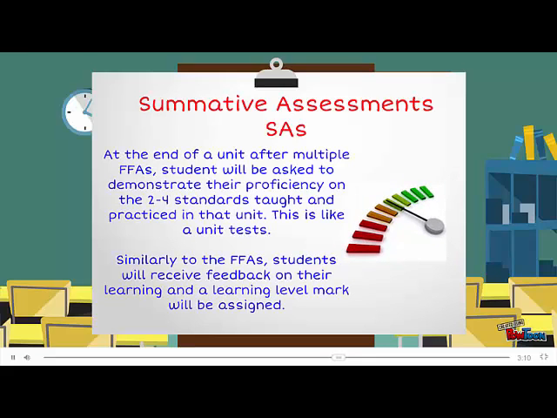At the end of a unit, after multiple formative assessments are given, students will be asked to demonstrate their proficiency on the 2 to 4 standards that were taught and practiced in the unit. It's like a unit test. Similarly to the formative assessment, students will receive feedback on their learning and a learning level mark will be assigned.